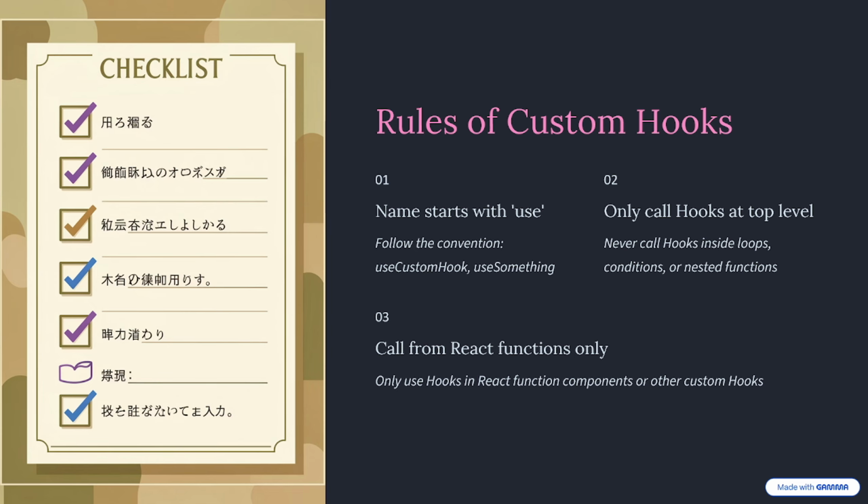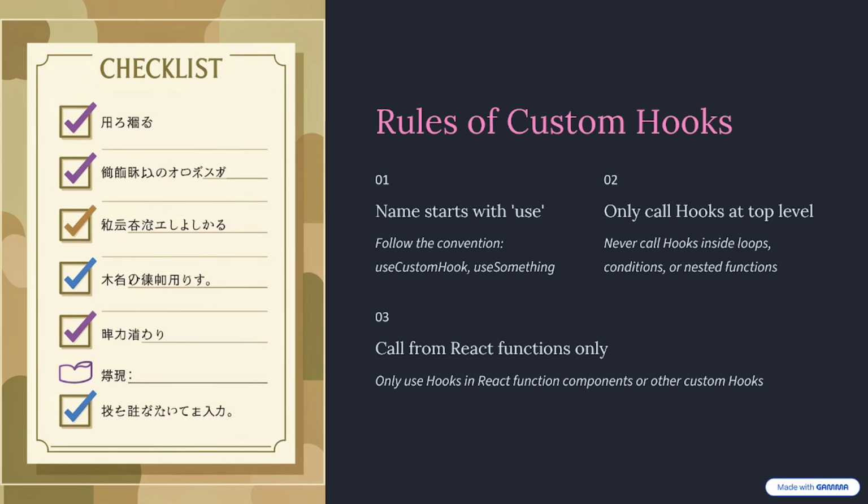Next, rules of custom hooks. Step one: the name starts with use, following the convention like useCustomHook or useSomething. I have told you we need to use the use keyword as a prefix, and after that write something in front of it, whatever name you want. Before writing the name, just use the use keyword, that's it, and it will work fine.